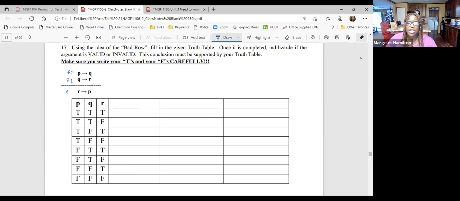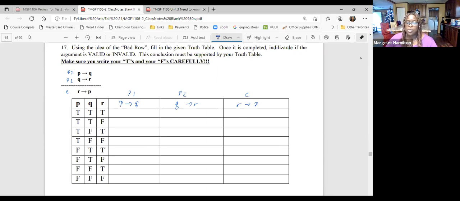And now we have our 3 columns represented here to represent our P1, our P2, and our conclusion. So we're going to put our symbolic form into our headers. So we have P implies Q, Q implies R, and R implies P.